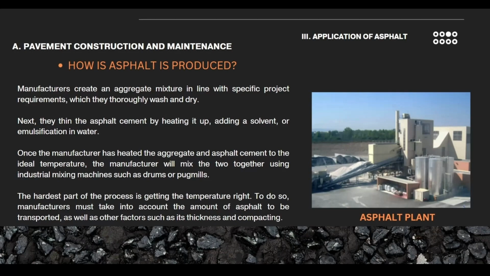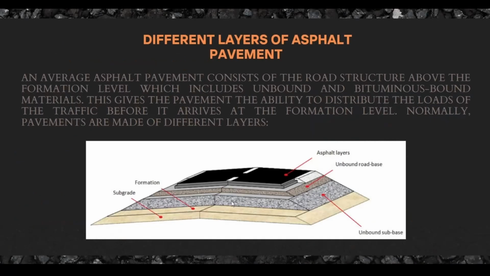The hardest part of the process is getting the temperature right. To do so, manufacturers must take into account the amount of asphalt to be transported, as well as other factors such as its thickness and compacting. So here we have a picture of the layers of asphalt pavement. At the bottom, we have the subgrade, the formation, the unbound subbase, and the unbound road base, and finally the asphalt layers.